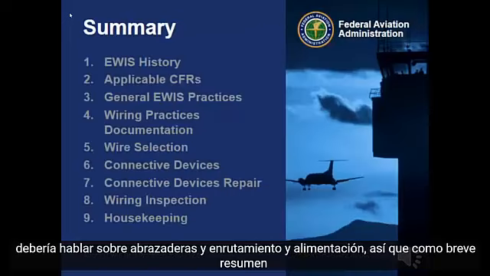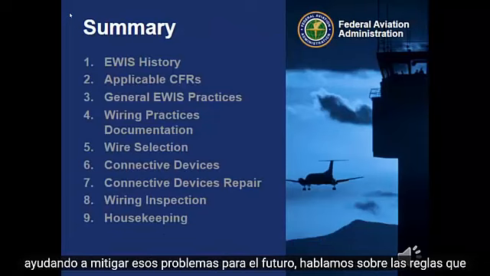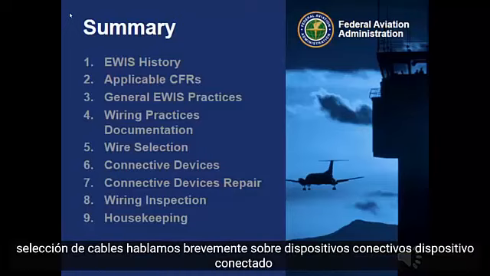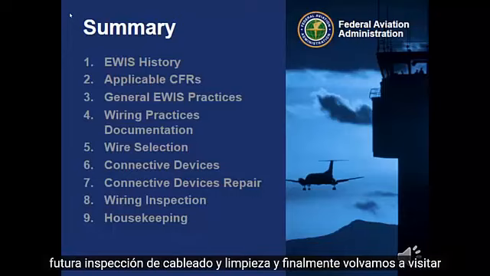So as a brief summary, we talked about the history of EWIS and problems in the past and how the FAA is helping to mitigate those problems for the future. We talked about the rules. We talked about general practices. We talked a little bit about documentation and the wire selection. We talked briefly about connective devices. Connective device repair is going to be a hands-on workshop that will be developed in the future. Wiring inspection, and housekeeping.